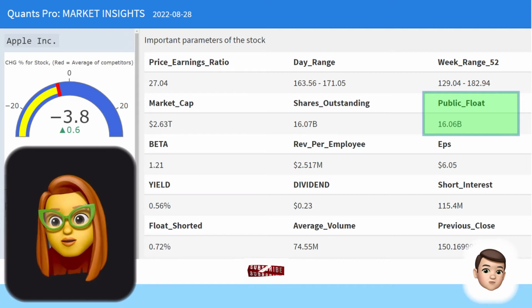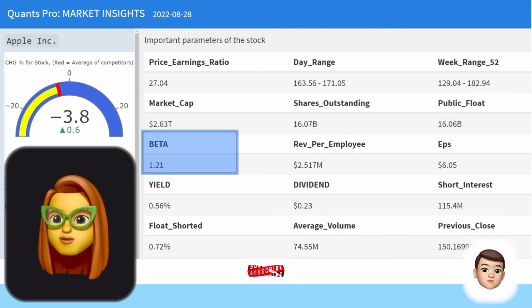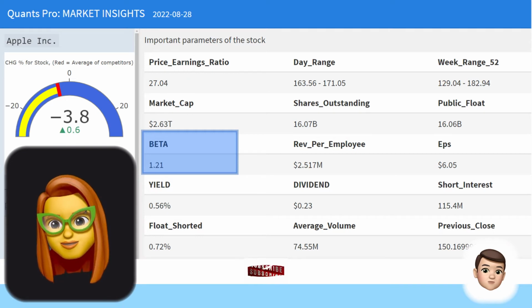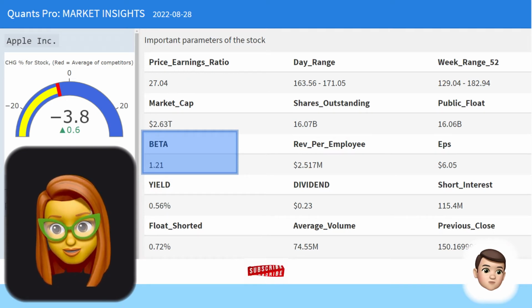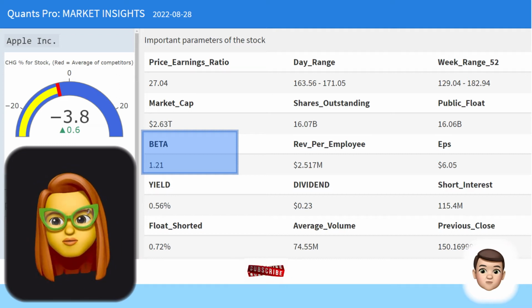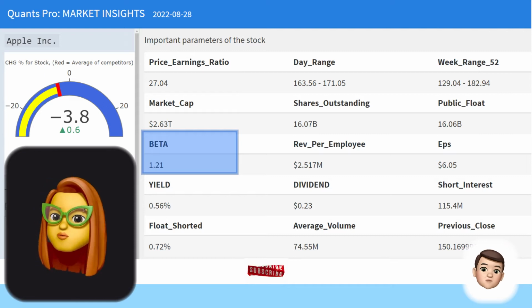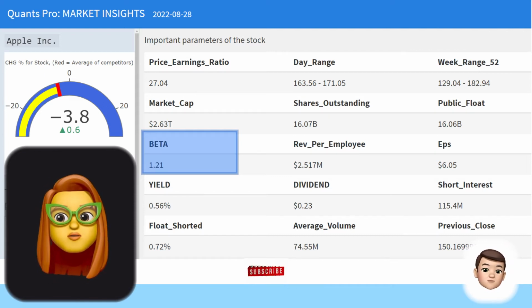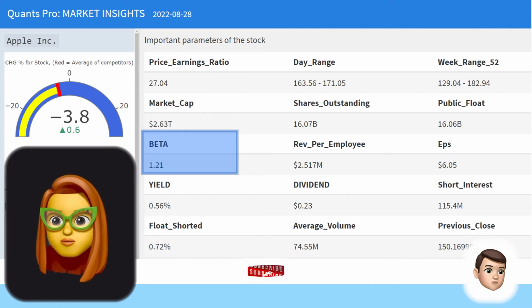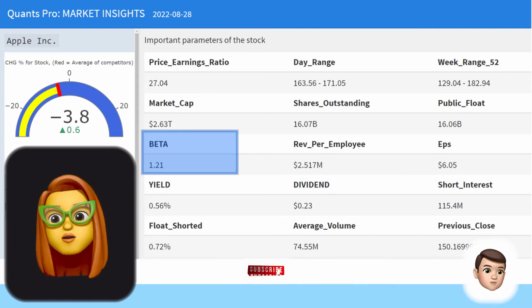Public float value is as in the table. Public float may refer to all the shares outstanding that can be publicly traded. The company's beta value is as in the table. A beta value greater than 1 indicates that the stock of the company oscillates more than the market average. This indicates high volatility. On the contrary, if it is less than 1, it indicates that it has a volatility below the market average. From this point of view, a beta value greater than 1 creates a suitable investment ground for risk-loving investors. However, for the cautious investor, a low beta value may be more preferable.